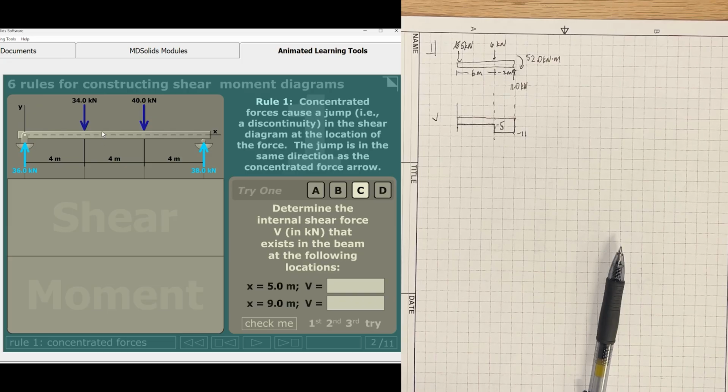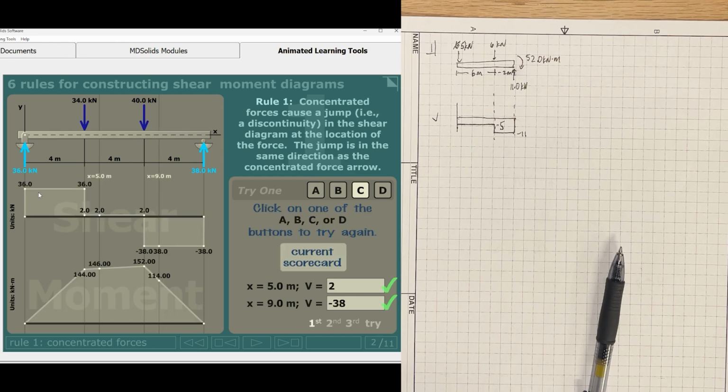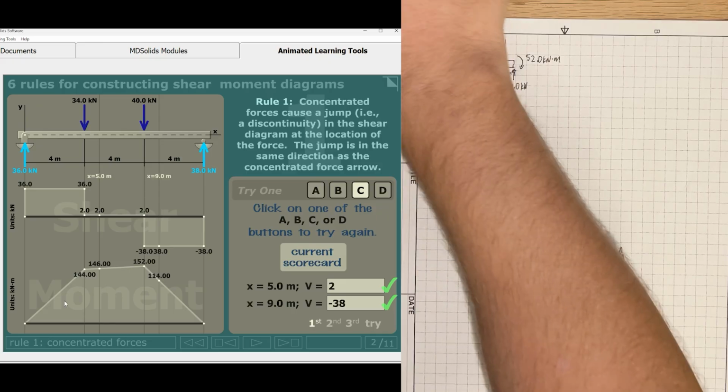Let's go ahead and go through C here. It's going to be the same case, x equals 5, so right here at this point, don't look at anything to the right, just looking at the forces to the left, take the sum of the forces. That's going to be +36 minus 34, which is going to give us 2 kilonewtons there. Whenever x is equal to 9, well, we're going to go 4 plus 4, that's 8, and then we go 1 more meter. That's going to basically be 2 minus 40, right? Now, how did I get the 2? Because positive 36 minus 34 is going to give us the positive 2. Then take that positive 2 minus 40, you get negative 38. So we got negative 38 there.